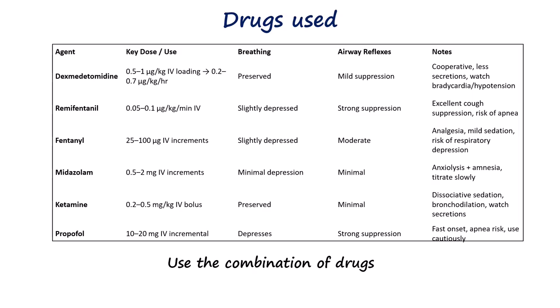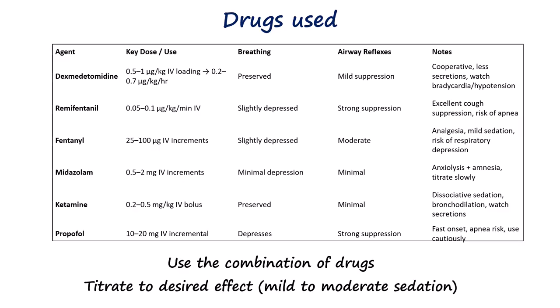For instance, a small IV dose of midazolam or a low-dose propofol can help reduce anxiety and give some amnesia, while an opioid or a dexmedetomidine infusion provides analgesia and light sedation. The most important point is to titrate carefully, aiming for a level where the patient still responds to commands or gentle stimulation.